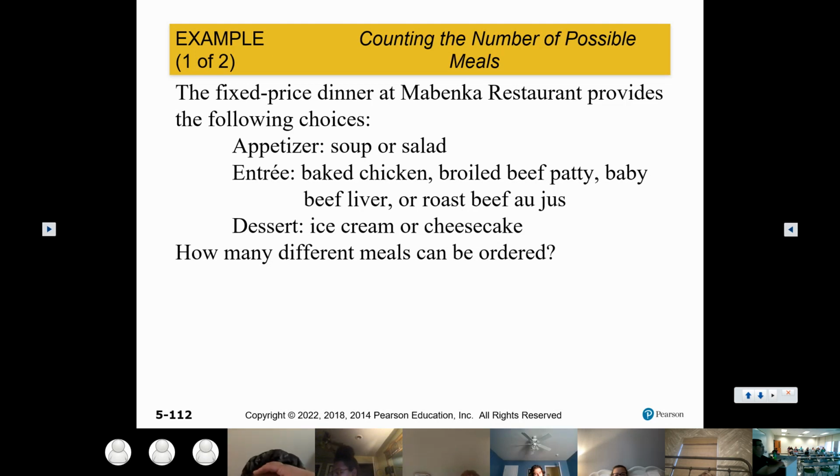Dessert, 2. So you multiply 2 times 4 times 2. Pretty simple. Outfits. You've got 2 pairs of shoes, 4 pairs of pants, 2 t-shirts. How many outfits do you have? 2 times 4 times 2. It's real basic. Try not to mess it up. That's multiplication.